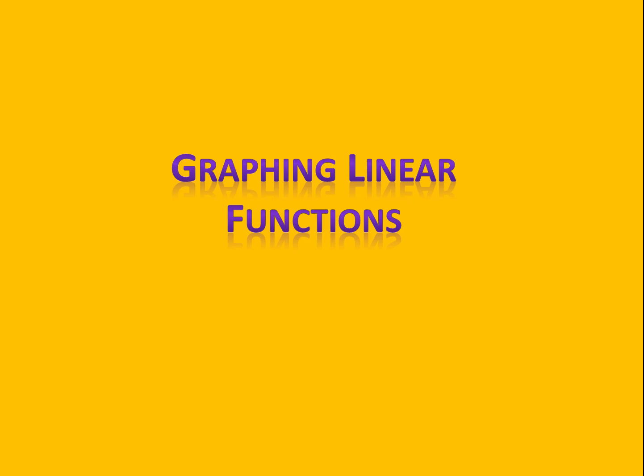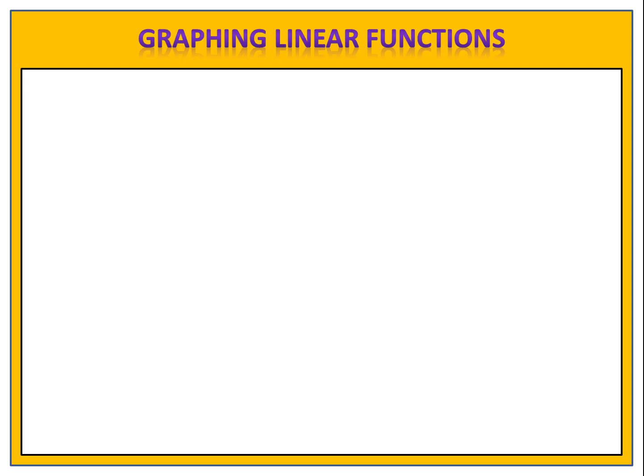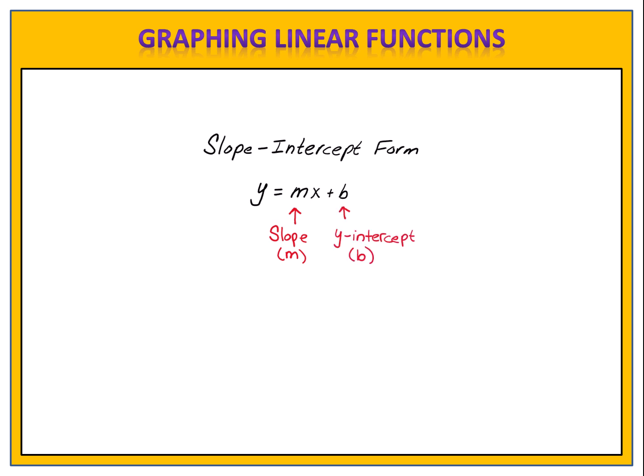In this lesson, we're going to learn how to graph linear functions that are written in slope-intercept form. Slope-intercept form is an equation that has the form y equals mx plus b. M is a number that represents the slope. This tells us the steepness and the direction of the line that we're graphing. B represents the y-intercept, where the graph passes through the y-axis.